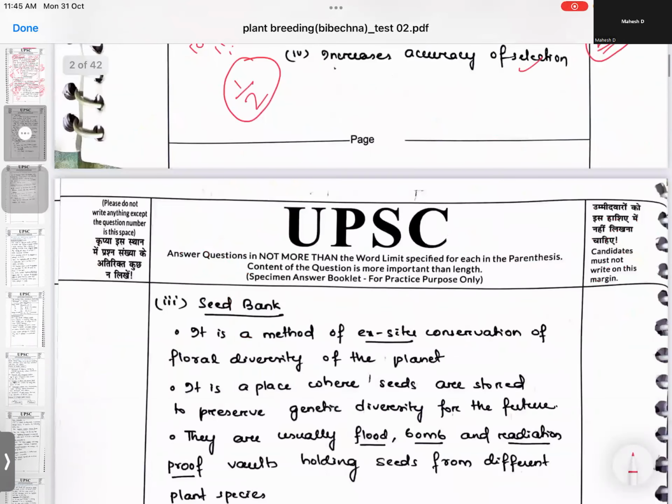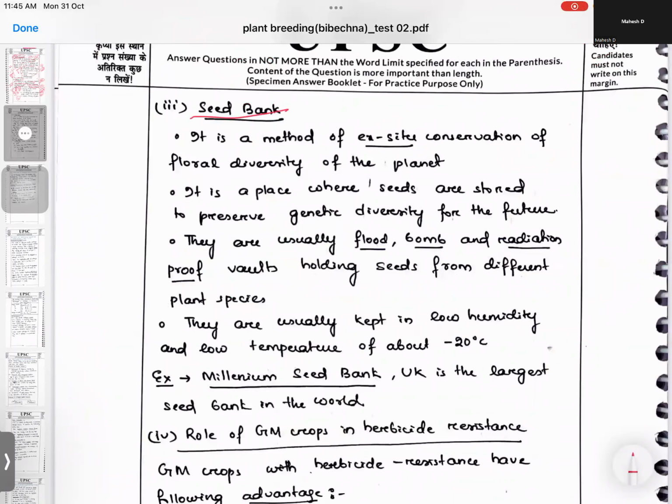Seed bank is a method of ex situ conservation program. It is a place where seeds are stored to preserve genetic diversity for the future. They are usually kept in low humidity. Millennium seed bank is the largest in the world.